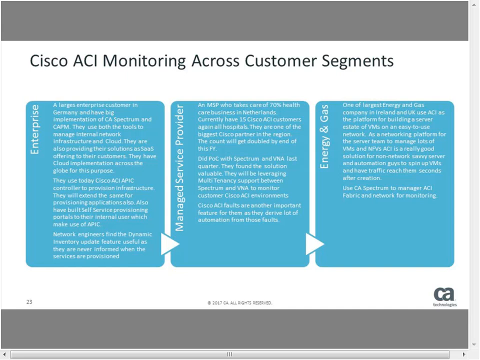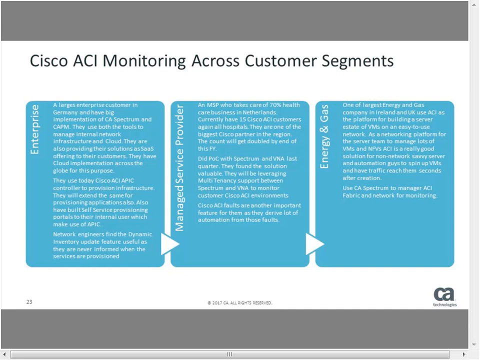So now imagine in that case, again, I was explaining that network engineers or your NOC engineers are not consulted for this deployment or for this provisioning. And that is where this enterprise sees that dynamic inventory update as very handy in Spectrum, and they see that very useful because they now know what kind of services, what kind of tenants, or what kind of resources are being deployed for each tenant and for each of the services that are being provisioned.